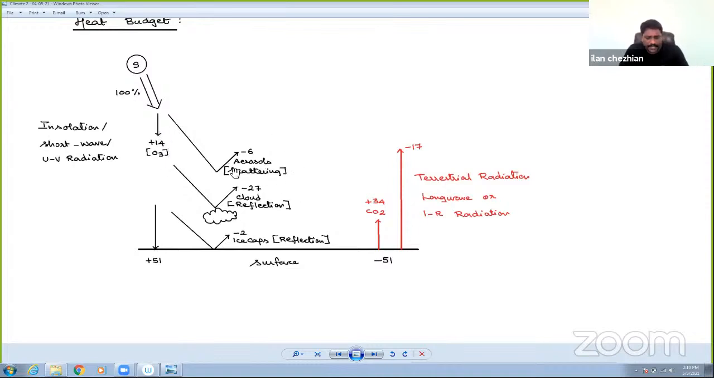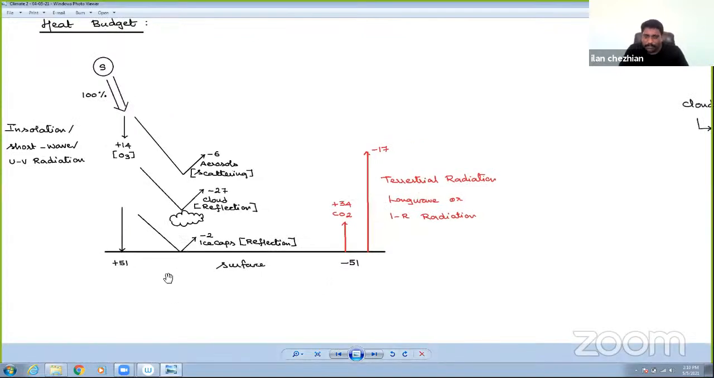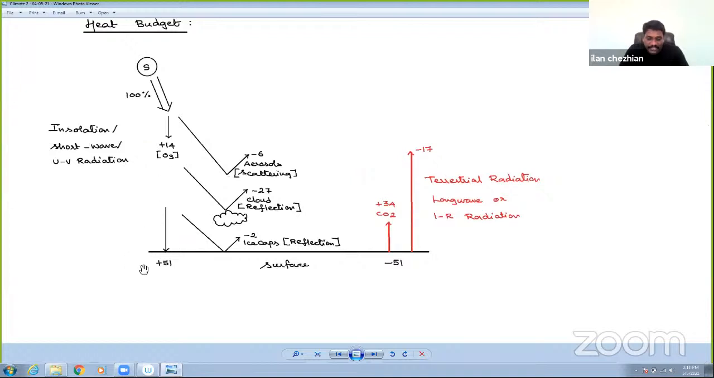Of that 86%, 8% is scattered by aerosol. Of the remaining 80%, 27 is reflected back by cloud cover. What we have remaining is only 53. Only 53 reaches the surface. Even when this 53 reaches the surface, 2% is reflected back by ice caps. Just 51%, my friend. What you call a simple majority, right? Political terminology. This is what finally reaches the surface of the earth, and all this 51% is liberated back to the exo-atmosphere.